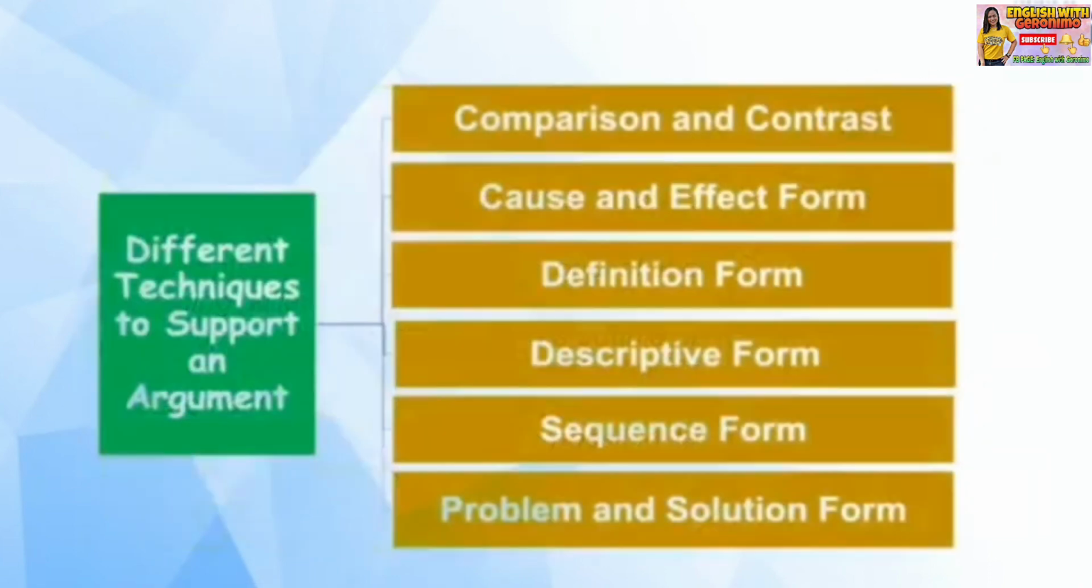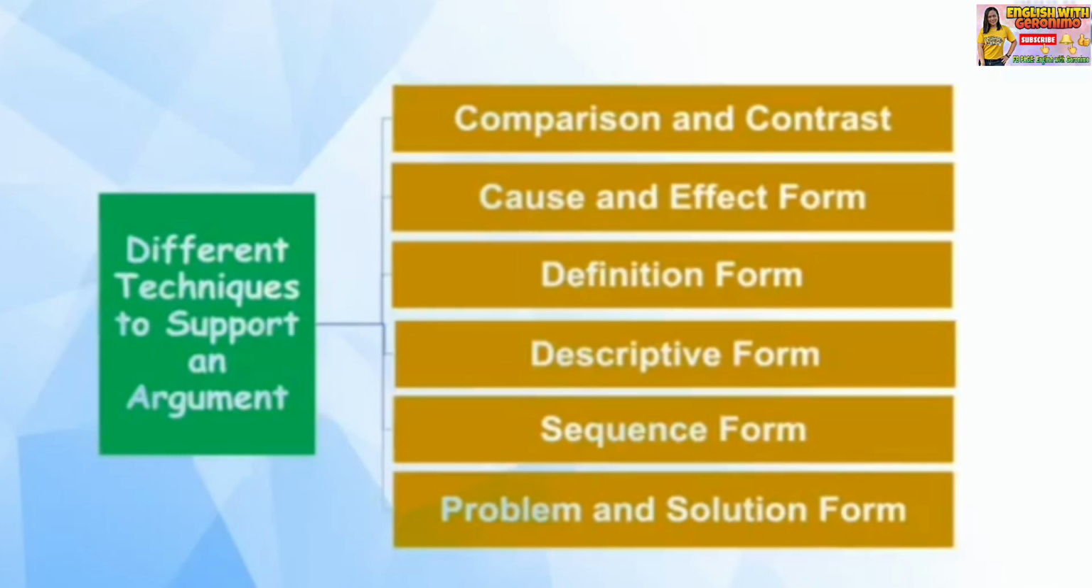In an informative or explanatory essay, you give information in different forms. You can use different techniques to support your argument. For example, comparison and contrast. You can take two elements and mention their similarities and differences with facts. Then mention your own or an expert's analysis regarding the topic.